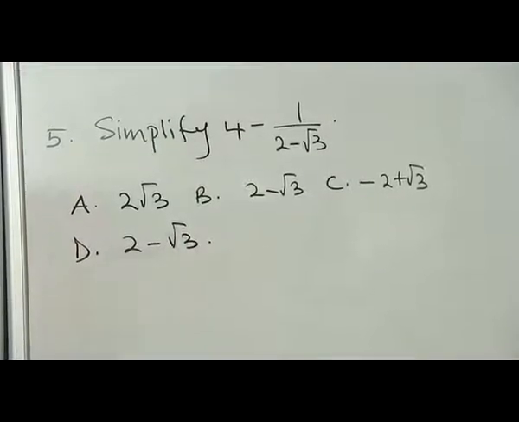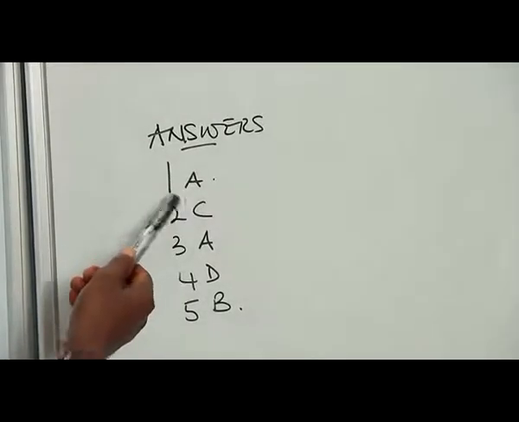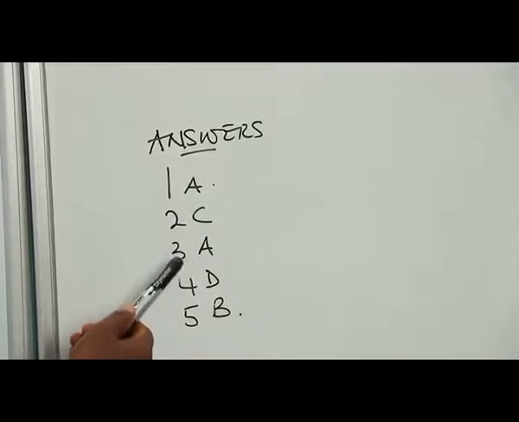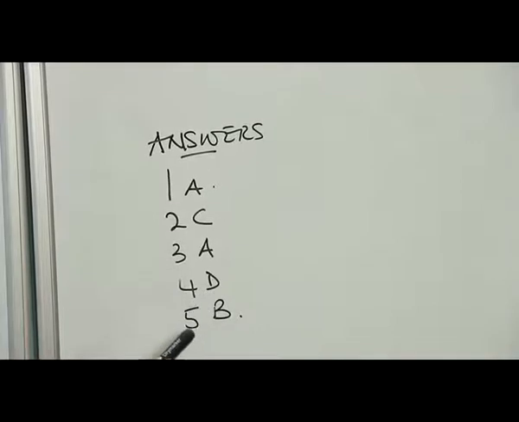The answers are: number 1, option A, correct. Number 2, option C, correct. Number 3, option A, correct. Number 4, option D, correct. And number 5, option B, correct.